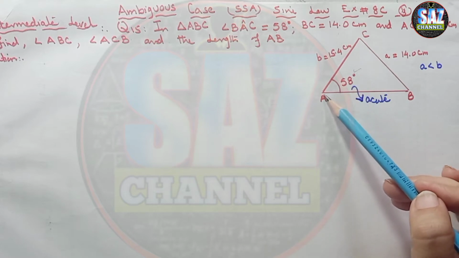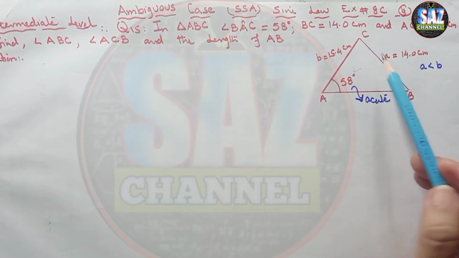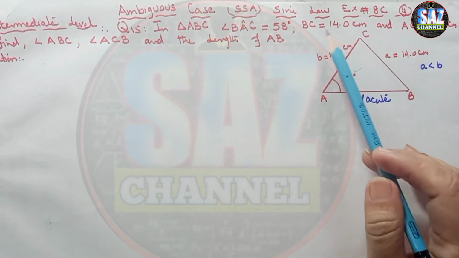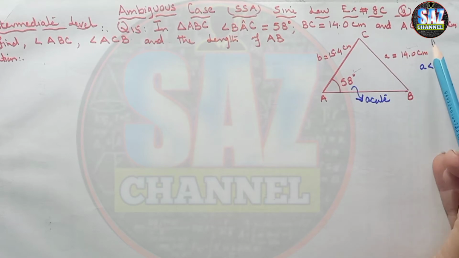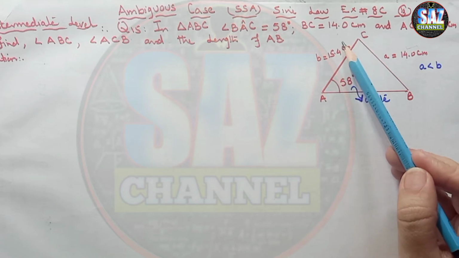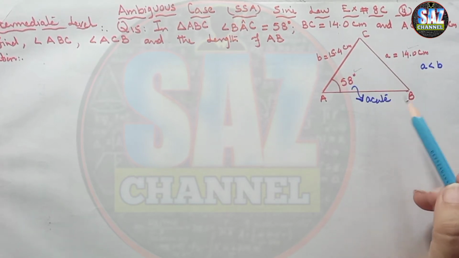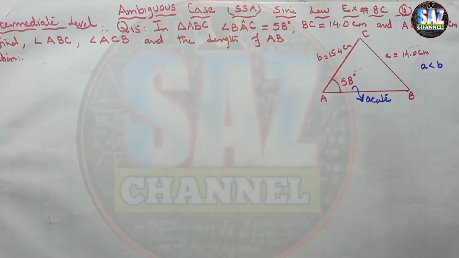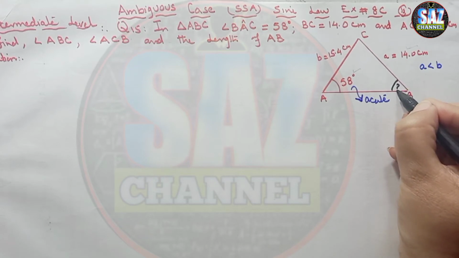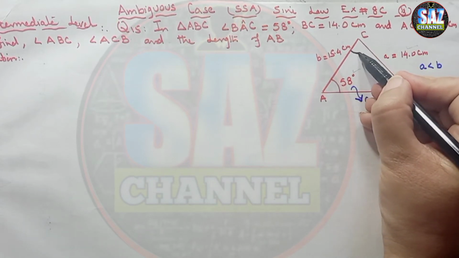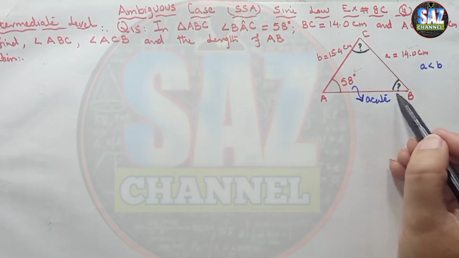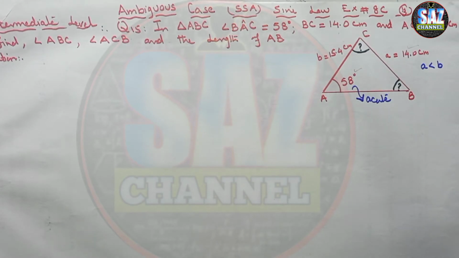Okay, and the side which is in front of this vertex A is small a, and that has the name BC, and BC in the question is 14.0 centimeters, and then the other length which is given to us is AC, 15.4 centimeters, and we have to find angle ABC. ABC, this is the unknown of the question. Okay, and the second unknown of the question is ACB. And the third unknown of the question is the length AB. Okay, let's move to the solution of the question.